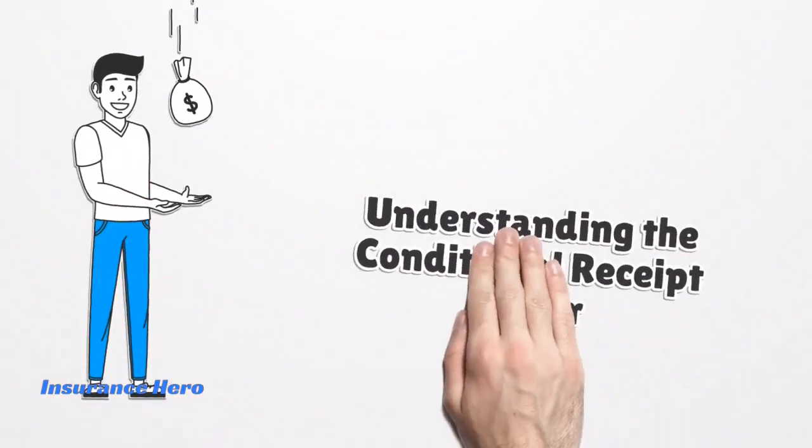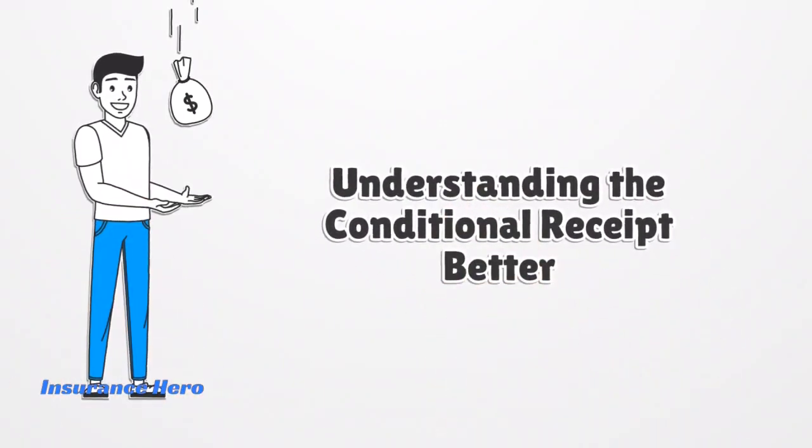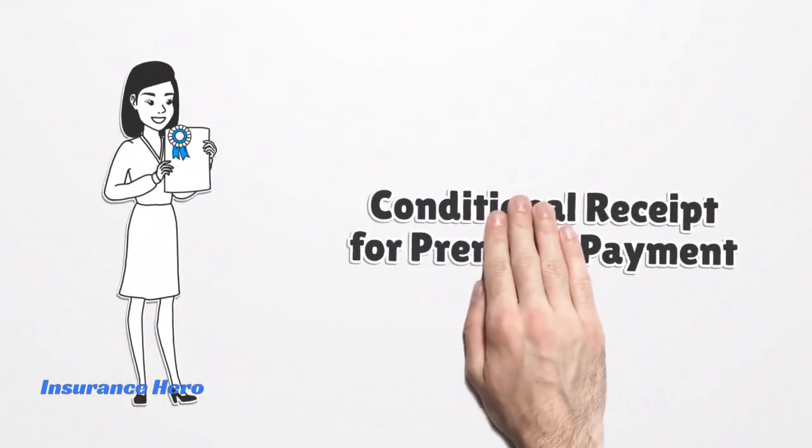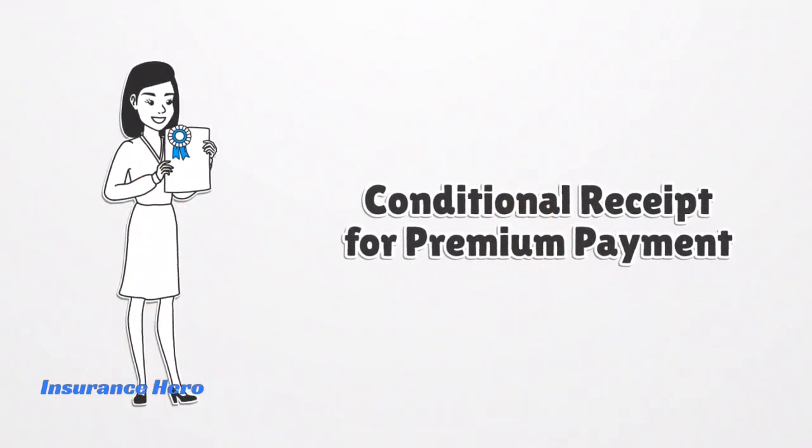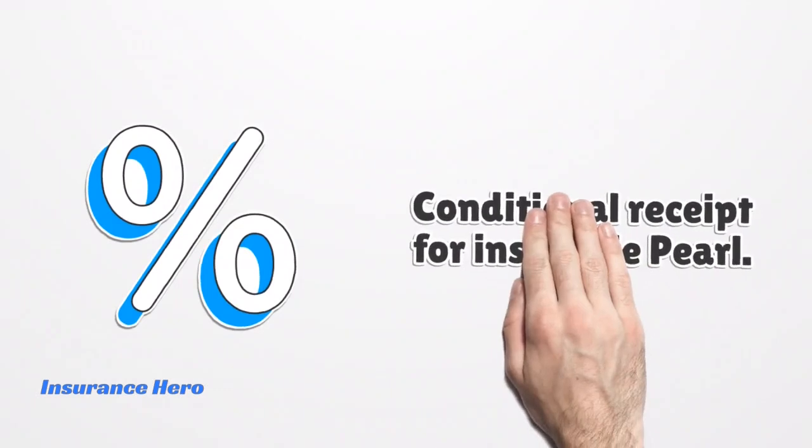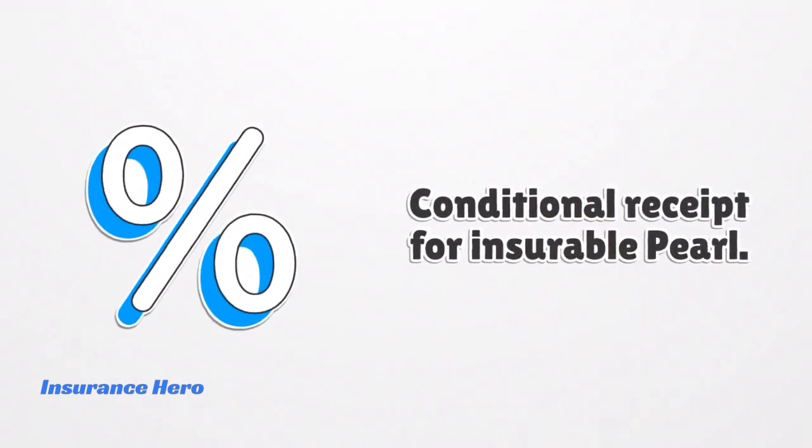Instructor discusses the conditional receipt. When I meet with Pearl to complete the application, I'll have her sign it and give her a conditional receipt in exchange for her premium payment. The conditional receipt states that if Pearl is found to be insurable at the rate classification applied for, her coverage is effective on the application date.